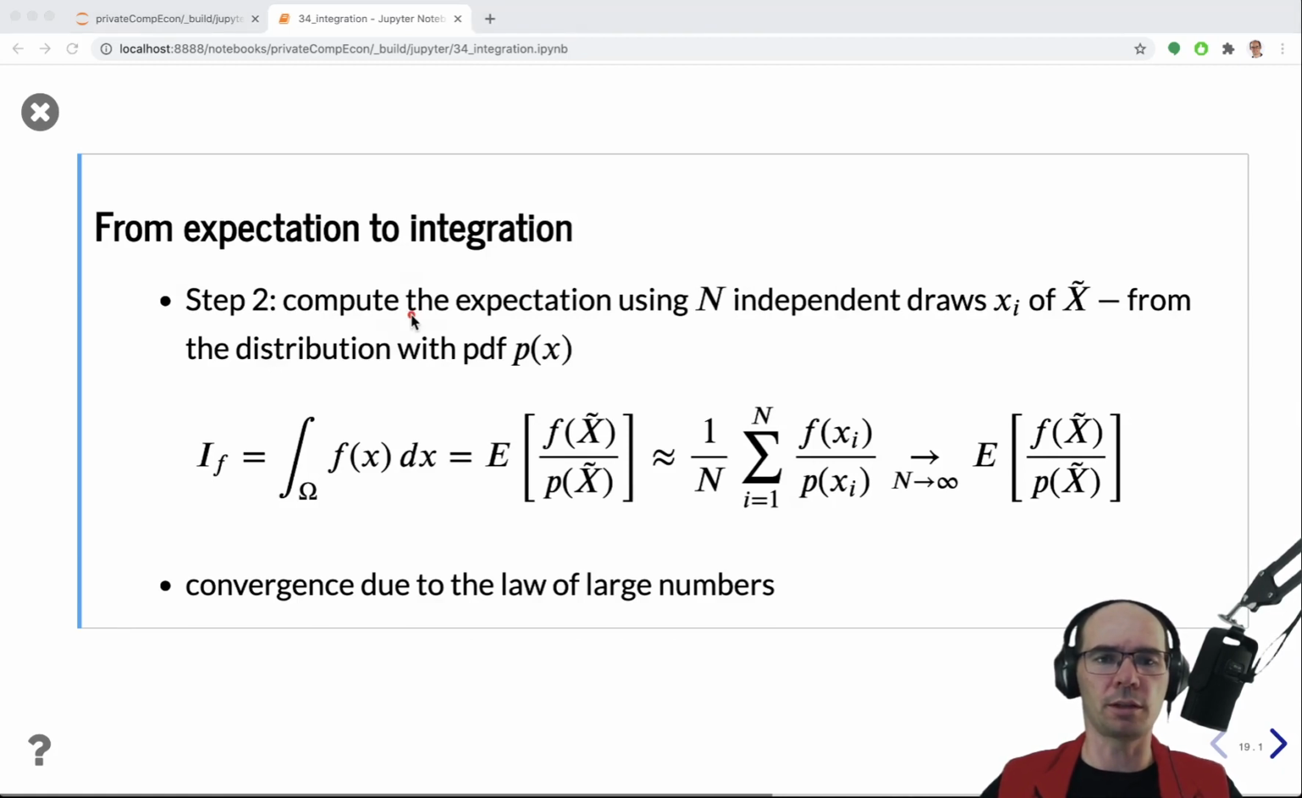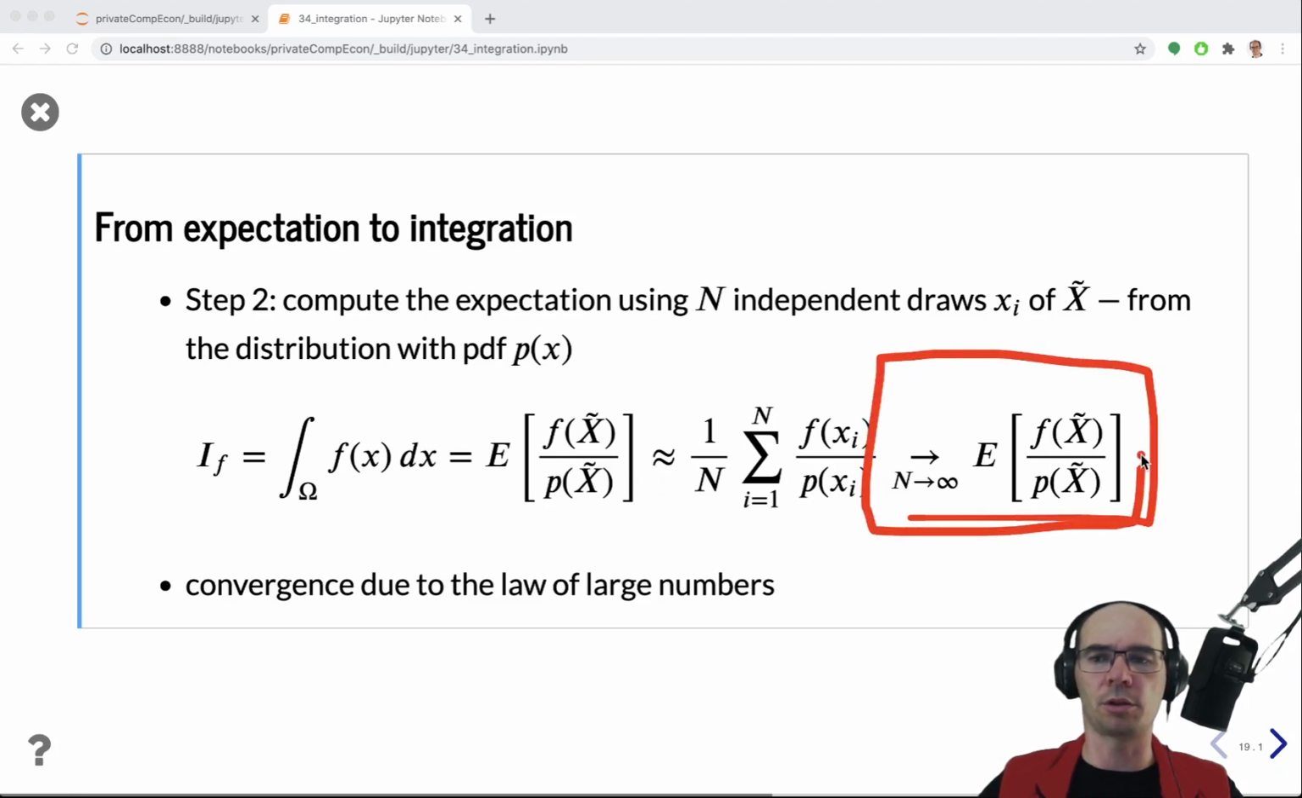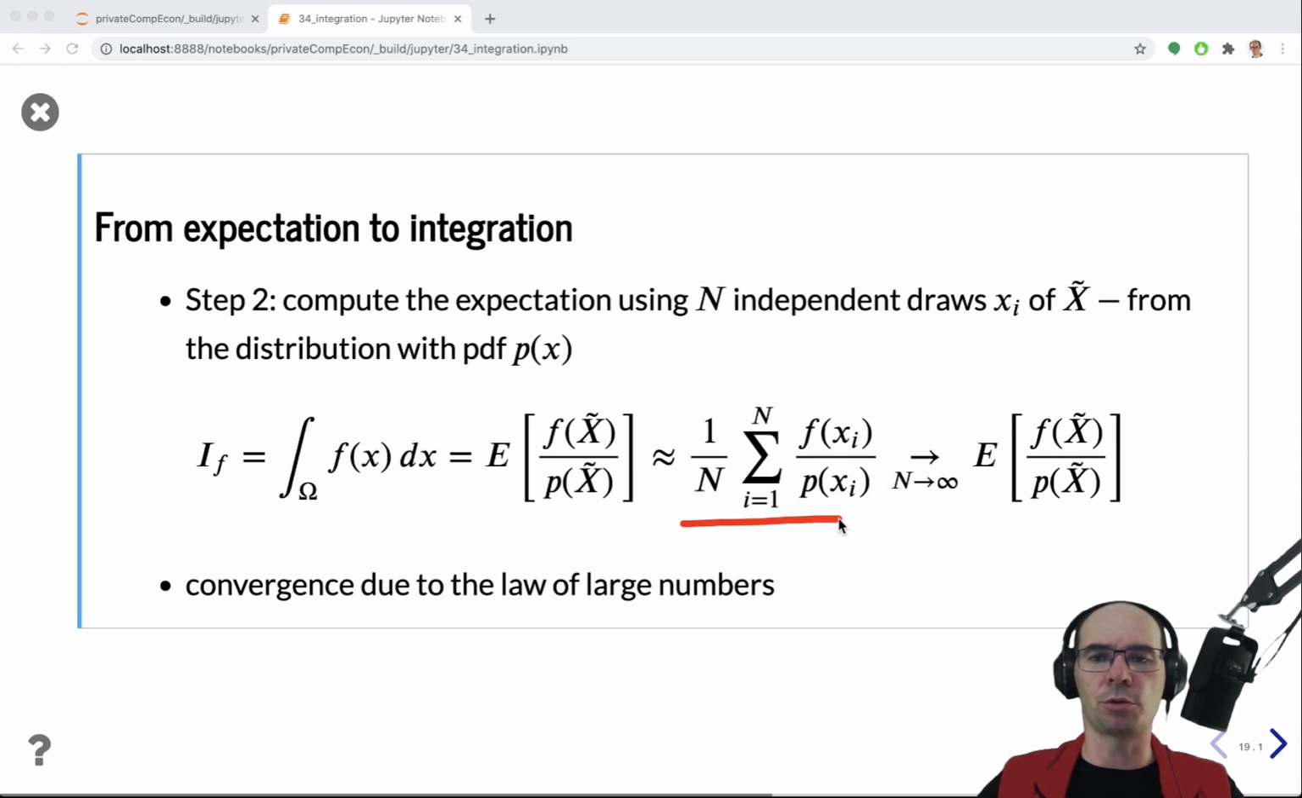So that's step 2. We compute the expectation using n independent draws of xi from the distribution which is given by p of x. This approximation works because of the law of large numbers, which ensures this convergence. As we draw more and more points xi, this average here is converging to the integral that we want to compute, because the integral is equal to that expectation.